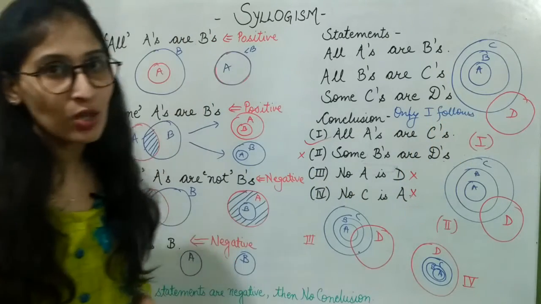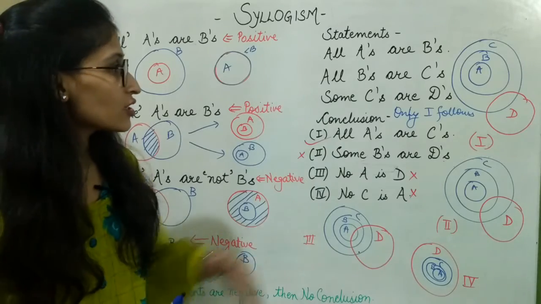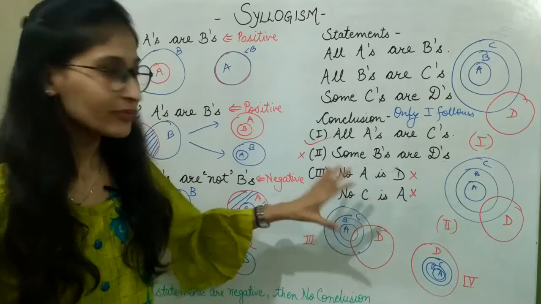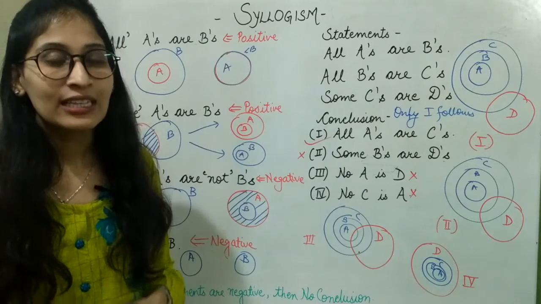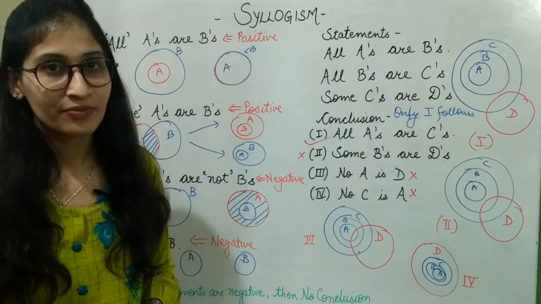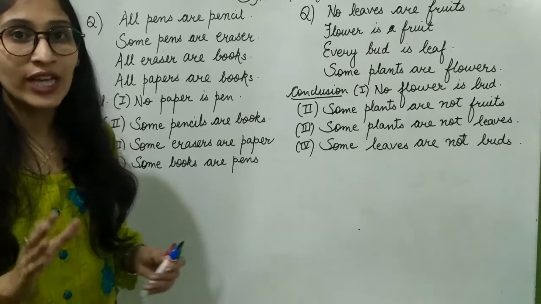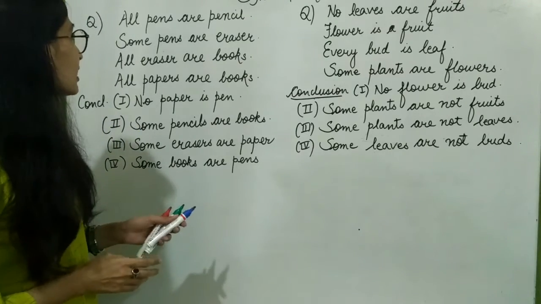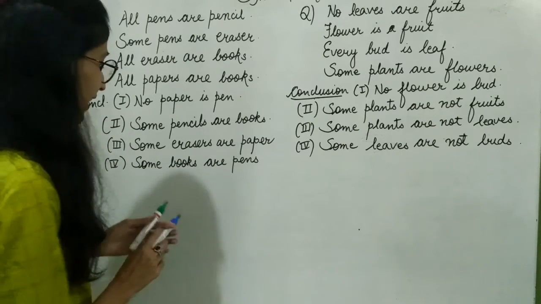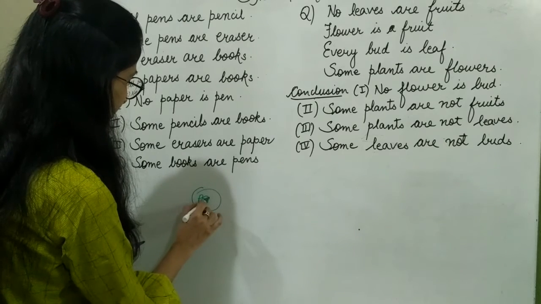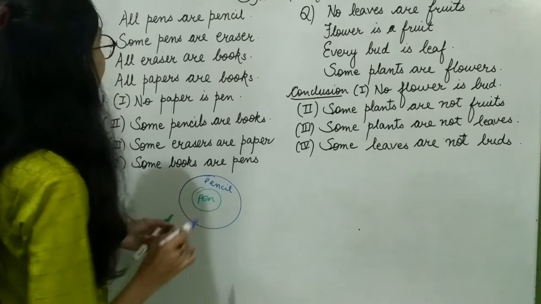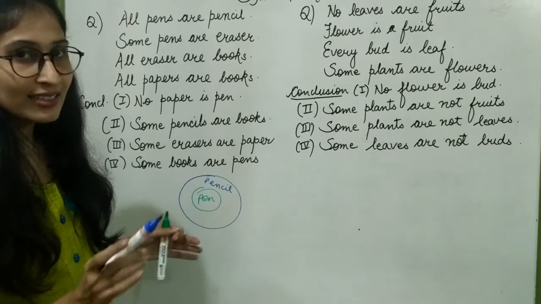So for questions on logical deduction, I have to first draw the possible Venn diagrams and then check whether they are satisfying my conclusions or not. The conclusions which satisfy my Venn diagrams will be the answer. For our next question, we are given four statements. First statement is all pens are pencils. Start with the Venn diagram: all pens are pencils.